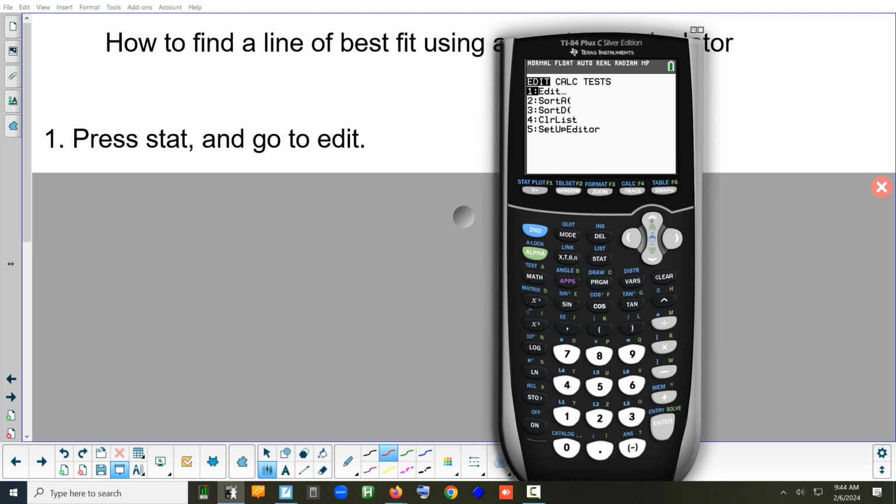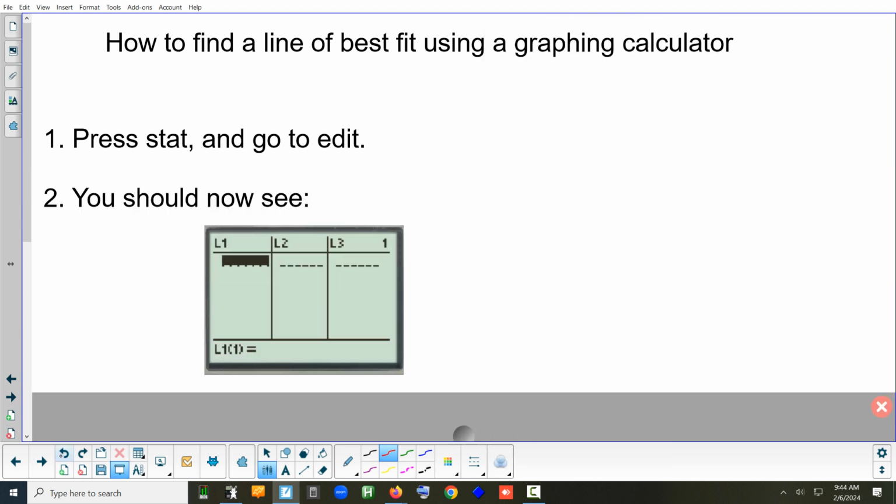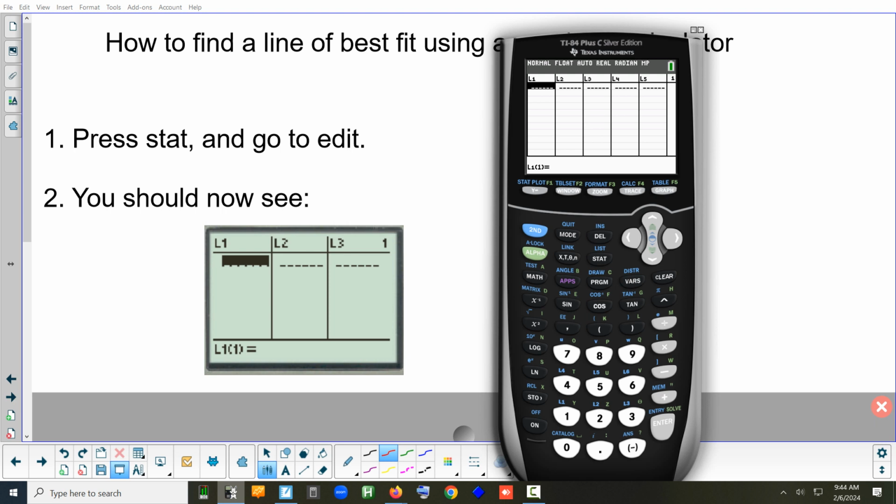Okay, press enter. You should be at a screen that looks something like that. It's a little bit different model, but it should have an L1, an L2, and an L3 at the top. Was anybody unable to get to that screen? Eli, did you get there? Okay, so STAT, and then option 1, hit enter. Is anyone else not at that screen?